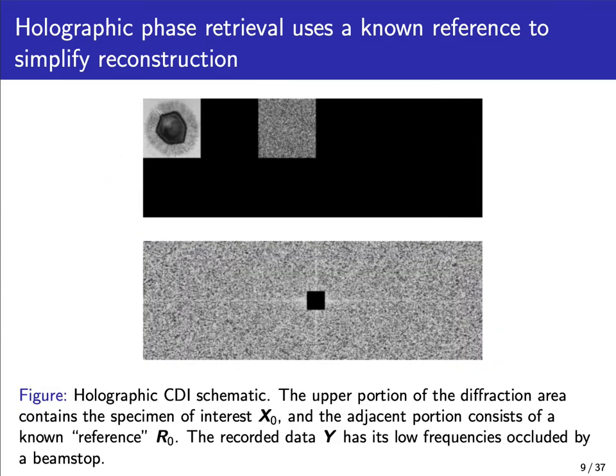So here in this upper panel, we have the specimen X in the top left. We have some spacing, and then we actually have a known reference object, which might be random valued at pixels, but the key thing is we know those values.